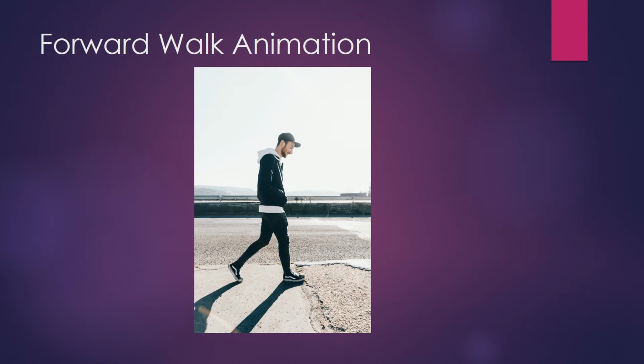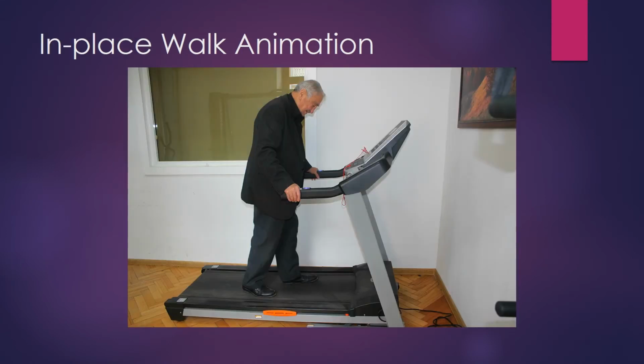The other kind of animation that we can do in Maya is an in-place walk animation. Usually when somebody says a walk cycle, this is what they're talking about. Even though this guy is walking on this treadmill, he's not really moving forward. He's walking in place. The reason most people need to do that is because there are times when you don't know where your character needs to walk.